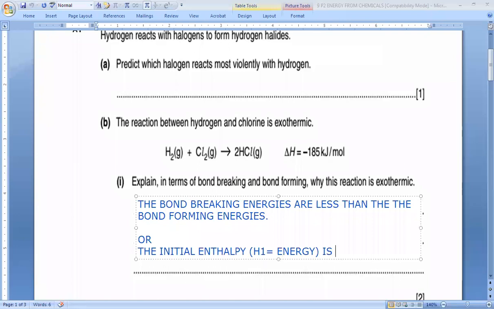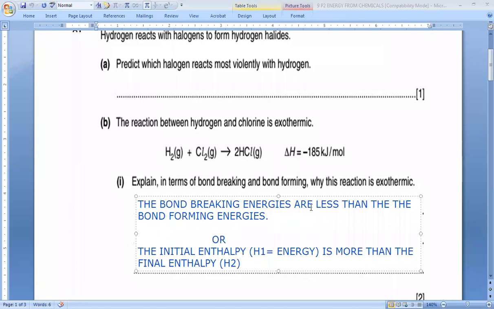Energy is more than enthalpy H2. So the example is a burning candle. Before burning the candle, the height of the candle is more than after the passage of some time where the candle is lit. So a burning candle gradually decreases its size. So initially its energy is more than the final enthalpy or energy H2. So both wordings can be used to show your answer here.